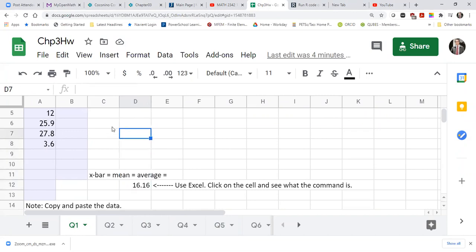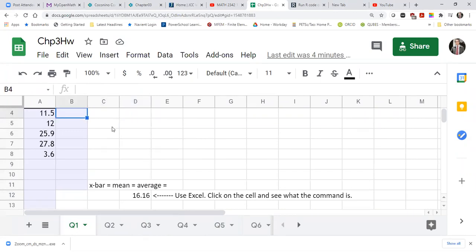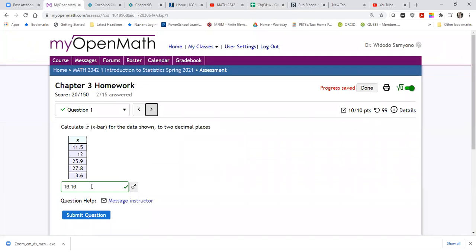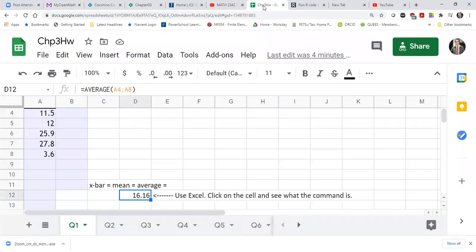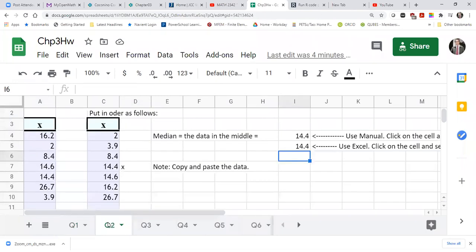Okay. Here this is A4, this is A8. So the data is from A4 to A8. To give you this answer. And I already put the answer here, that is correct. And for number two, the same thing, you need to copy this and then paste it in the Google Sheet. Okay. For number two, you copy, paste it here and then sort the data, right? Give you like this.